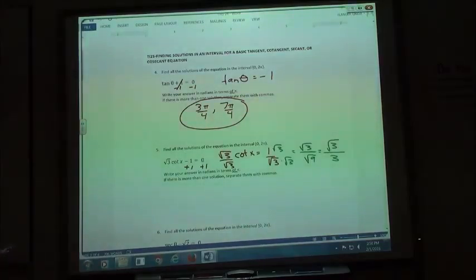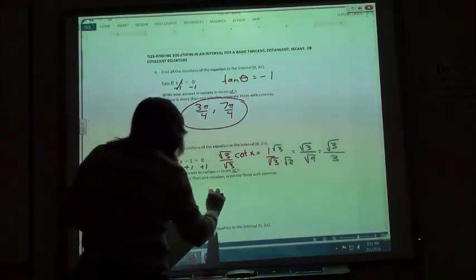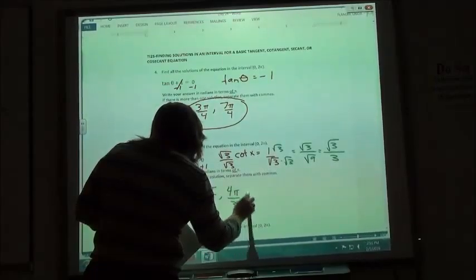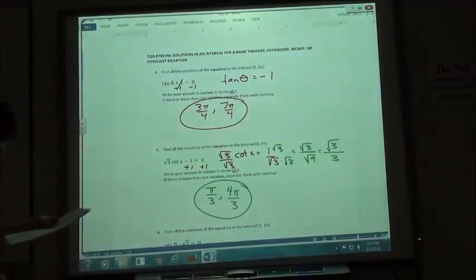Again, if I flip back to my table, looking under my cotangent column, which is the last one, I need a positive square root of 3 over 3, so I have 4 pi over 3. Did I miss one? Yes, I did. Pi over 3. Pi over 3 and 4 pi over 3. And so those are going to be my 2 solutions.